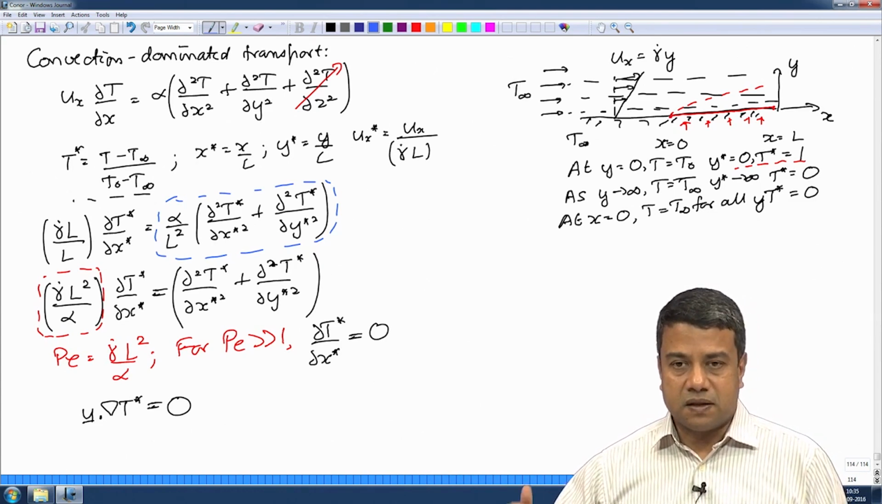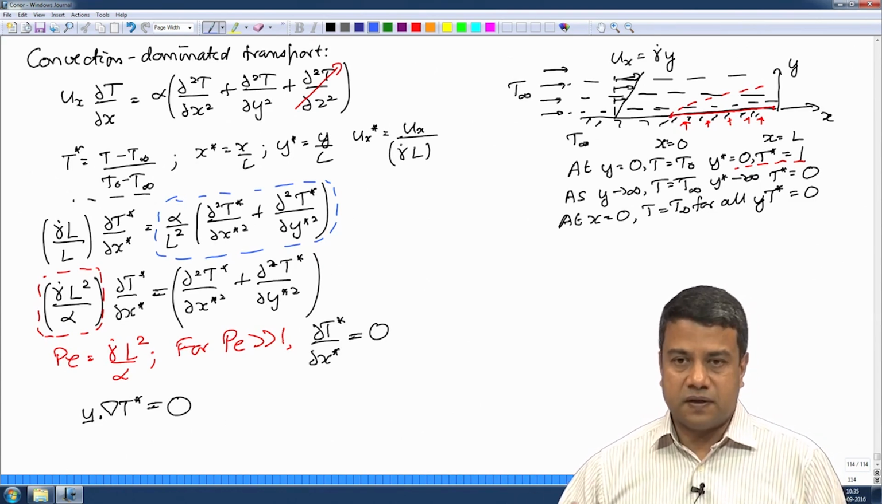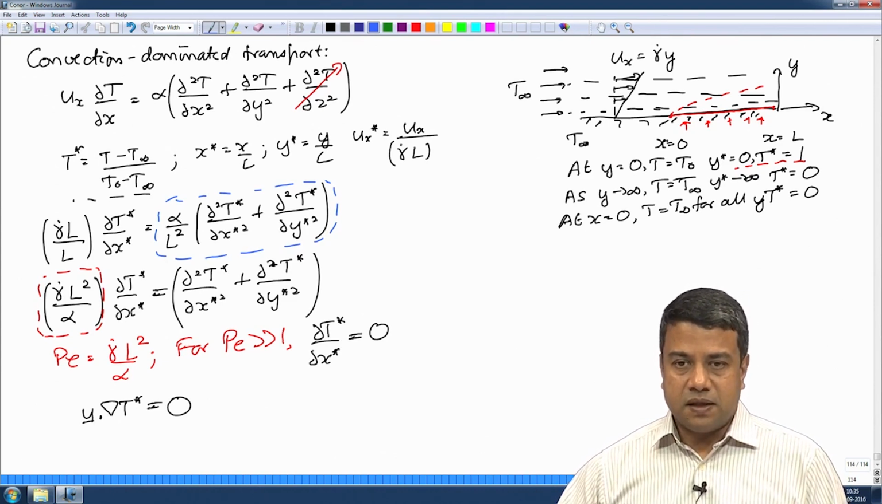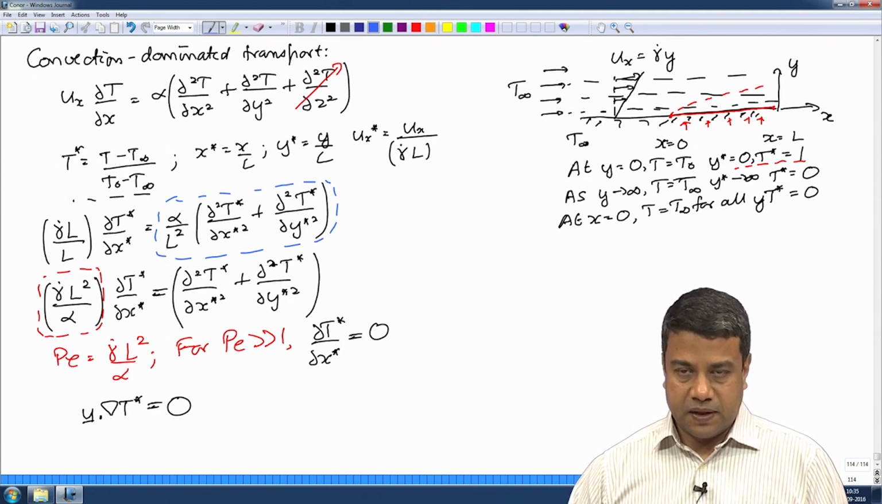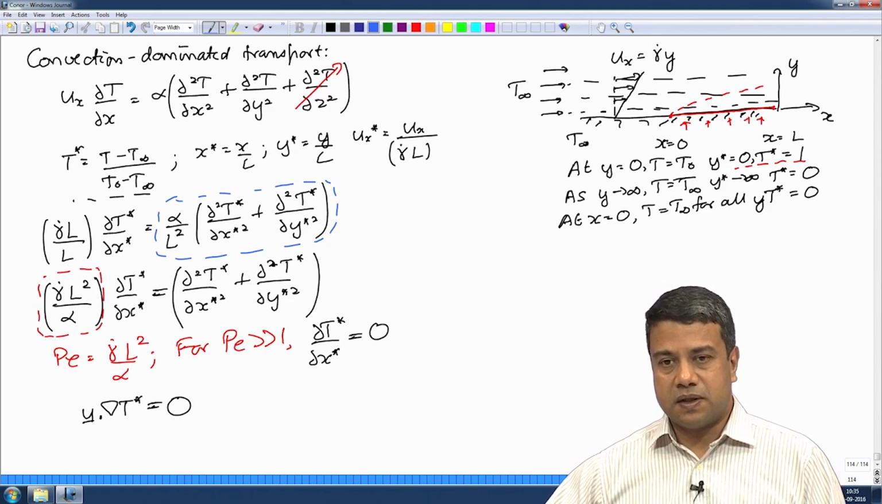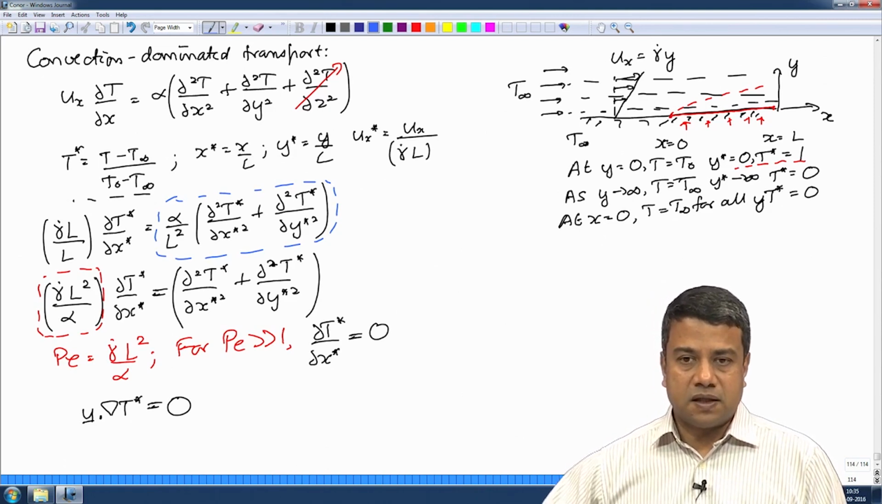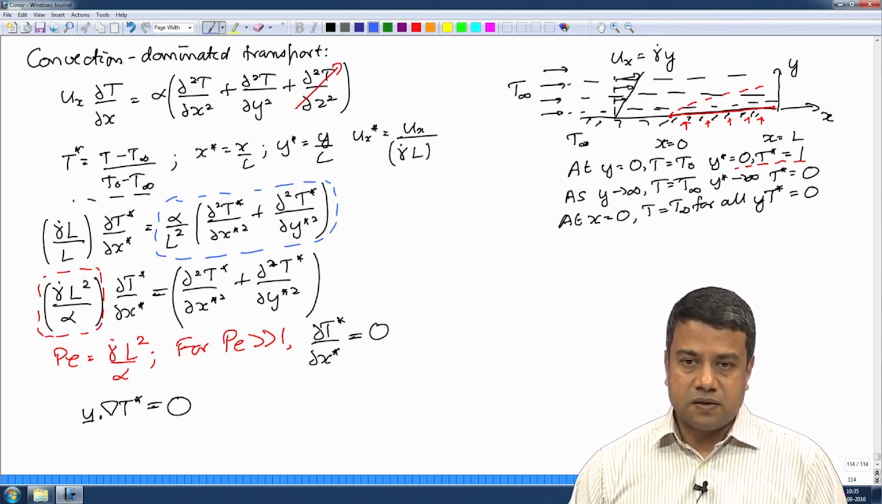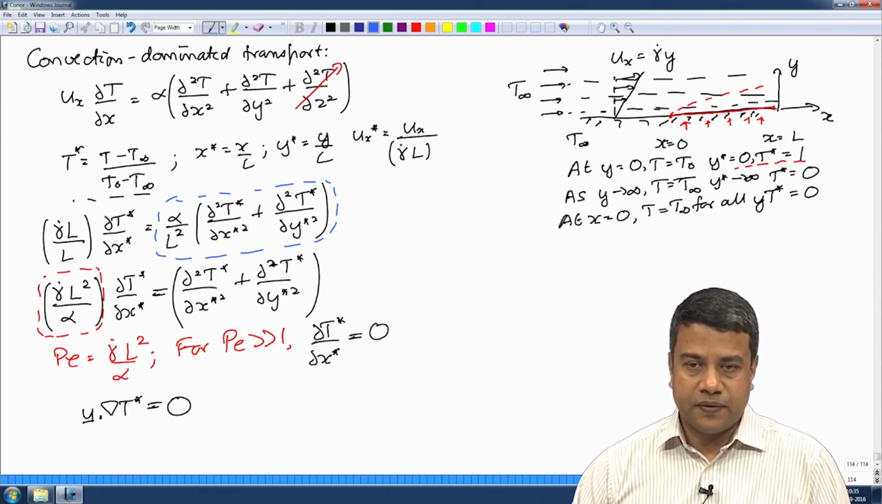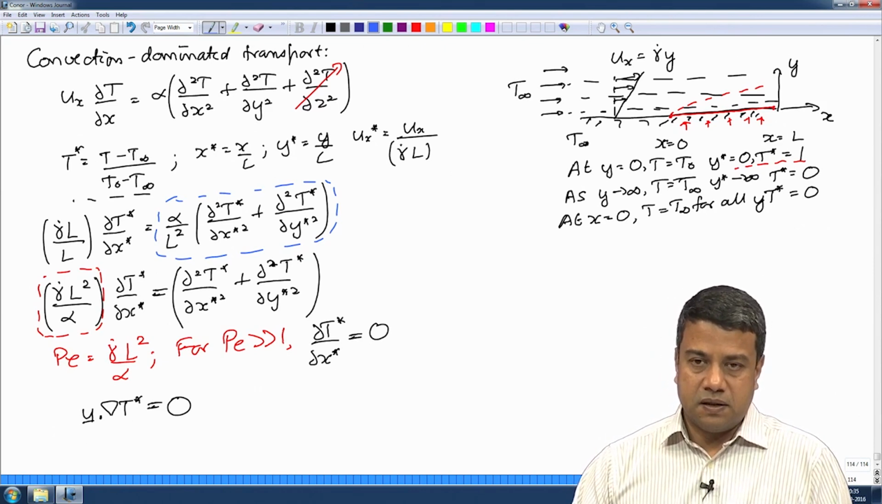Therefore, we have to scale the cross stream dimension differently compared to the streamwise direction. We have to scale it by the thickness of the region where the heat has diffused. The thickness of that region will decrease to 0 as the Peclet number becomes larger and larger and goes to infinity. The thickness will be smaller as the Peclet number is larger.